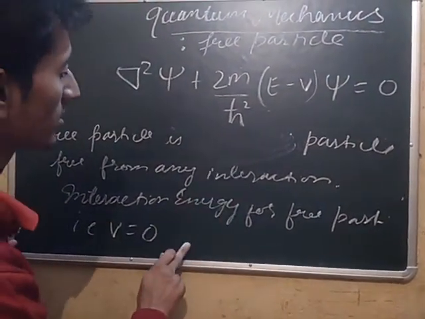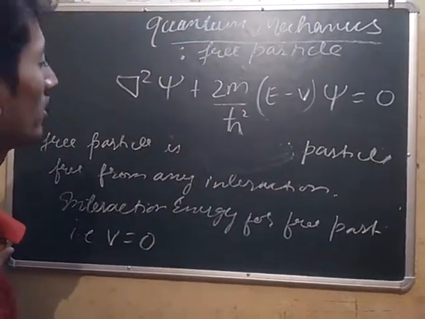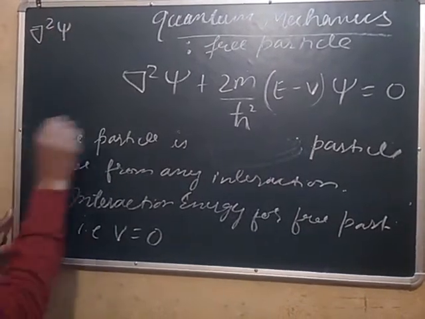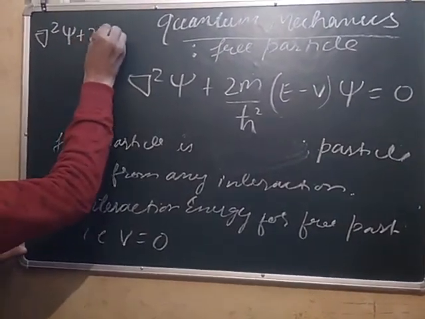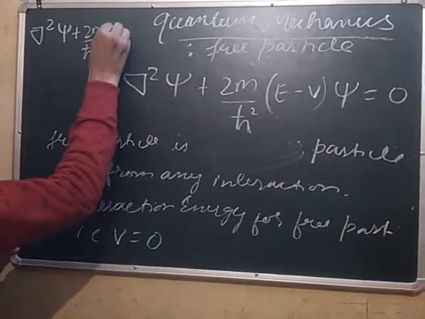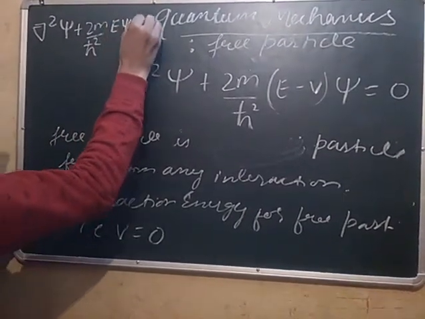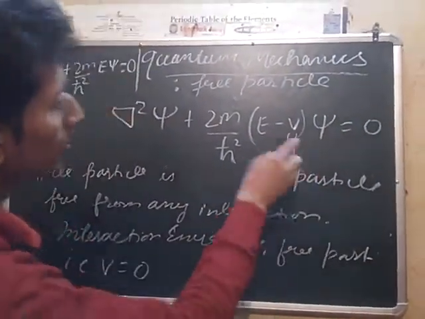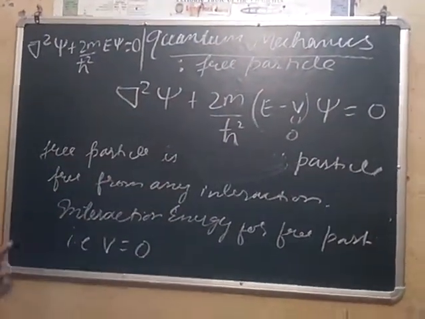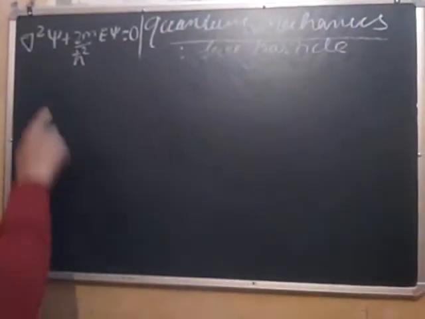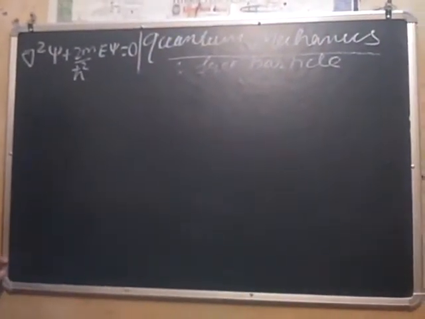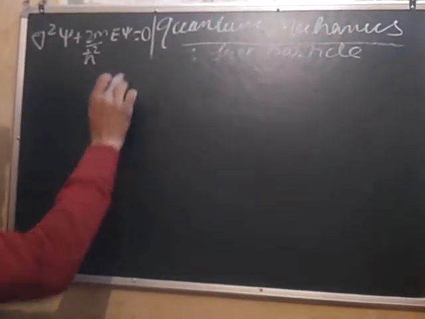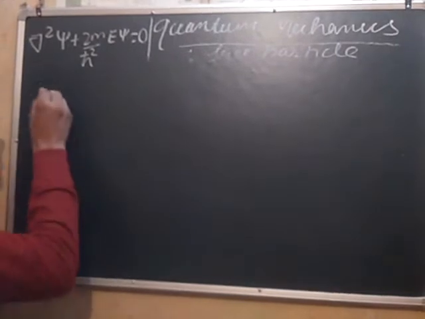So Schrodinger equation for free particle will be del 2 psi plus 2m upon h bar square E psi, and it is equal to 0. V is 0, so only E psi will be left there. In Cartesian coordinate system, we will solve this equation, Schrodinger equation for free particle in Cartesian coordinate system.